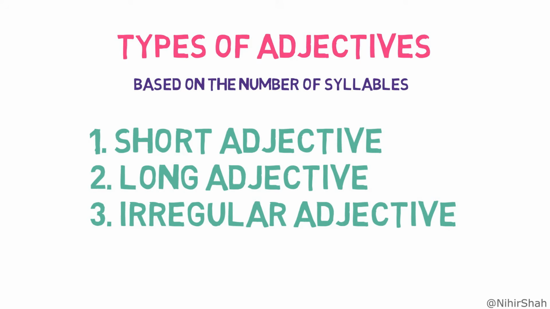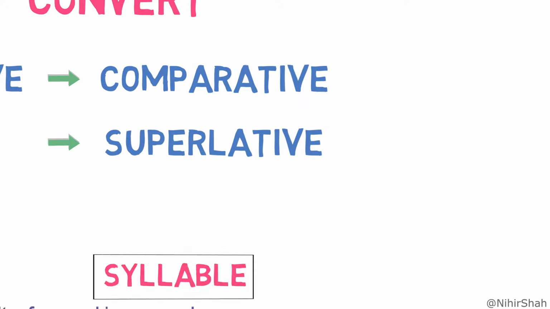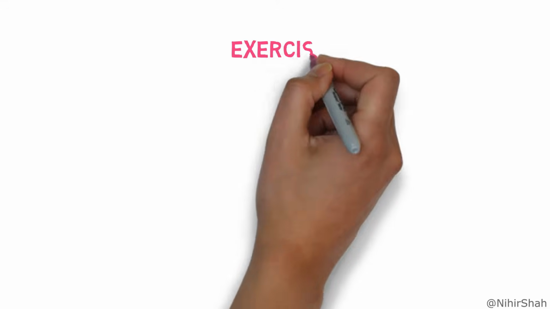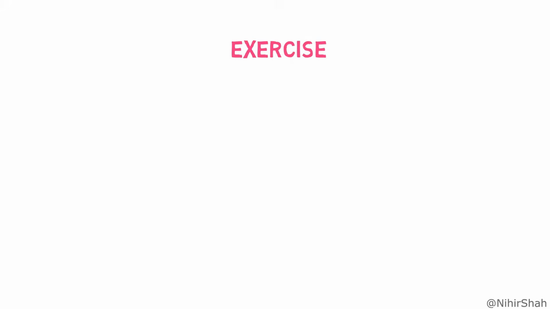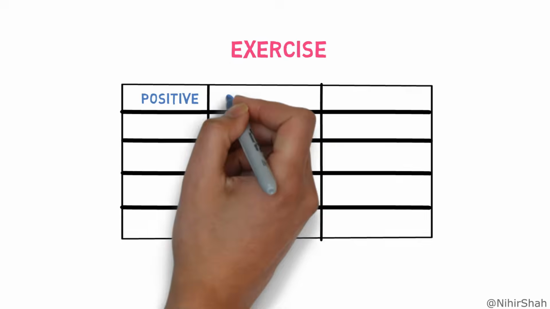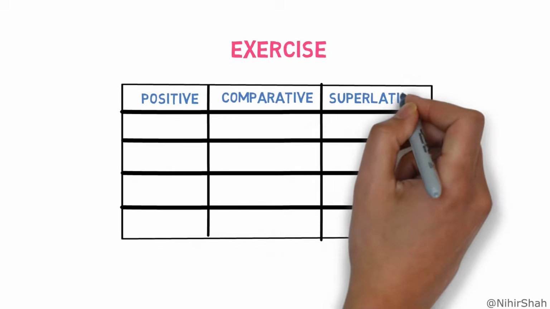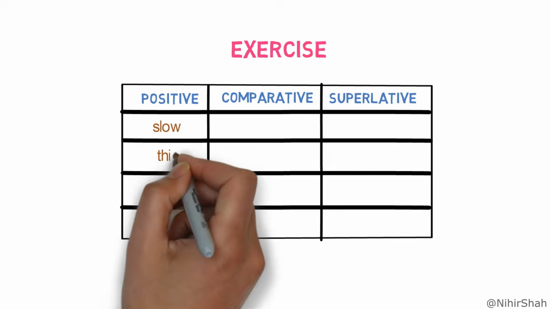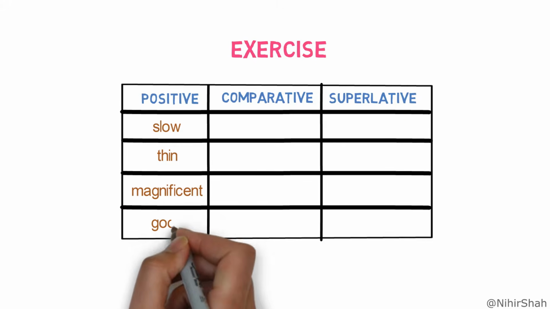Finally, we have learned about the different types of adjectives and how to convert them from a positive degree to comparative and superlative degrees. Let's move on to an exercise. I will provide you some positive degree adjectives and you need to convert them into comparative and superlative degrees based on the rules that we have learned. The positive degree adjectives are slow, thin, magnificent, and good.